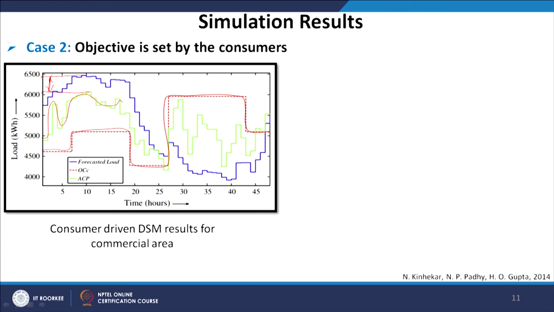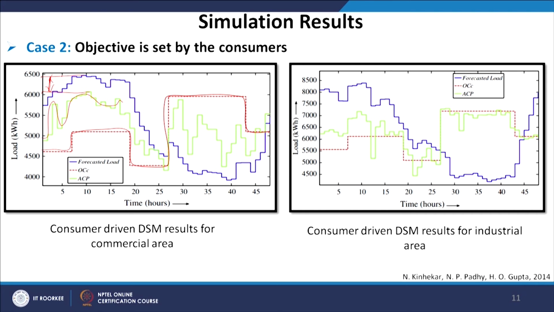Now, if you move to industrial areas, we can see there is a large reduction. Now, it is close to 7,000 instead of 8,400. So, we can see there is a huge drop in my peak requirement due to the DSM program. For the consumer objective based, we can certainly reduce the peak consumption by adopting DSM activity for my industrial customers also.